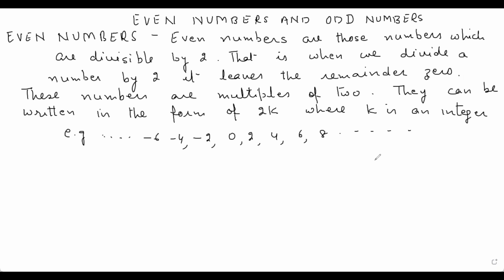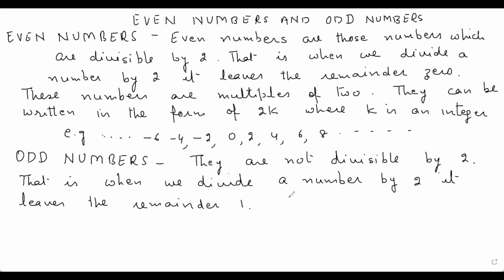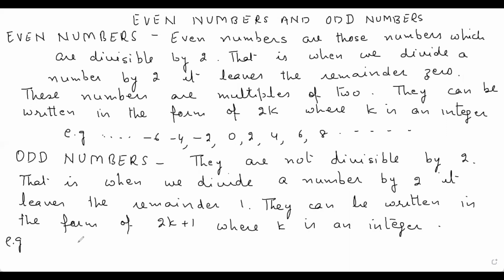They are even numbers. Odd numbers are not divisible by 2. That is, when we divide a number by 2, it leaves the remainder 1. They can be written in the form of 2k plus 1, where k is an integer. For example, 1, 3, 5 onward.